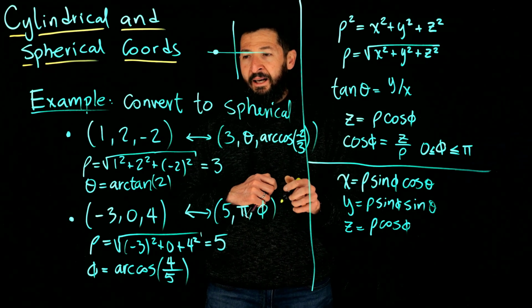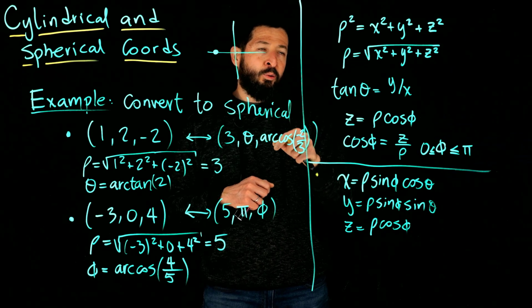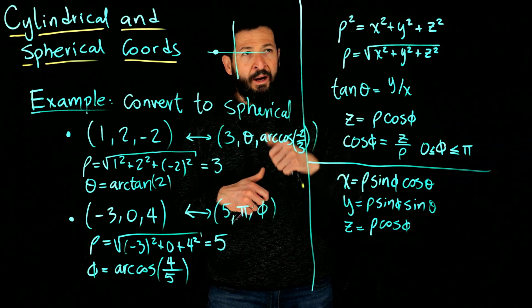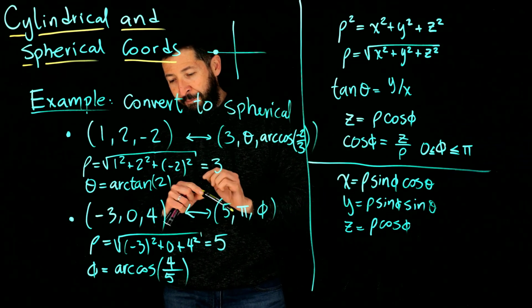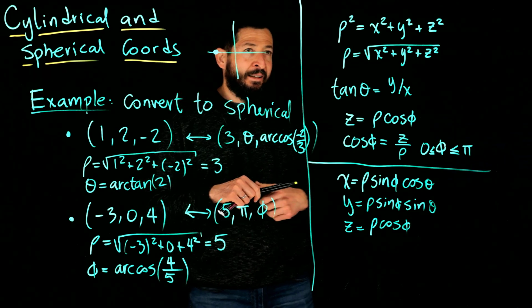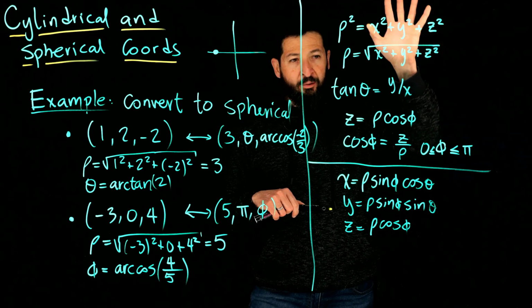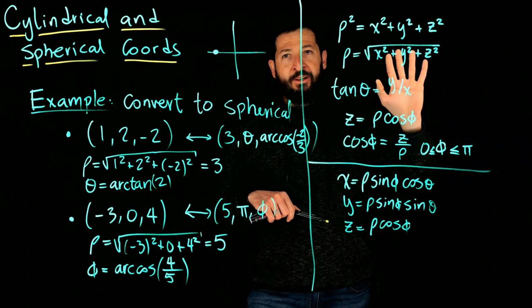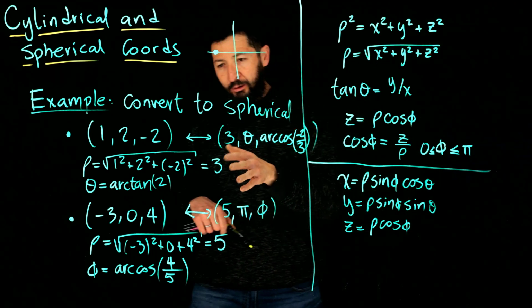Now let me go ahead and give you points in spherical coordinates, and then we will go backwards to rectangular. And then the last thing we're going to do is change the equations here to go from spherical to cylindrical.